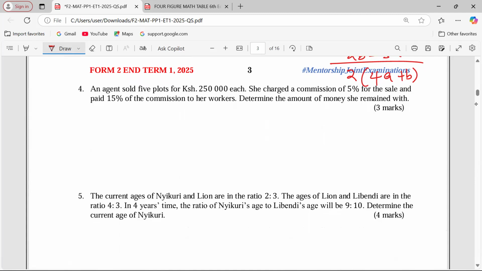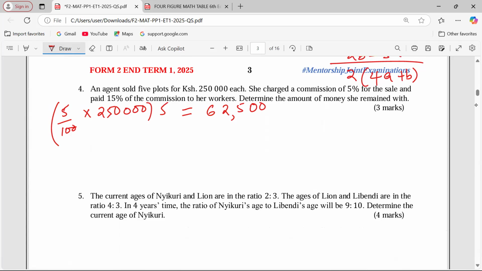You know, she's going to get a commission of 5% for selling 250 each plot, and there are 5 plots. So the commission that she is going to get is 625.00. Then now from this commission, you know, she got a commission from selling. Then she's having some workers, or maybe they look for clients together and all that. Let me simplify the language for you.